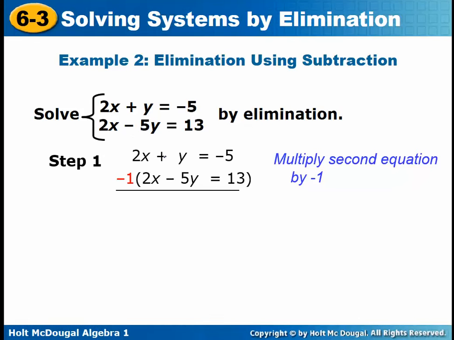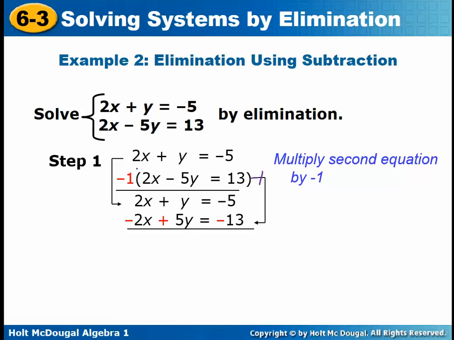So the first one stays exactly the same, 2x plus y equals negative 5. But on the second one, I'm going to multiply every single term. I should put a negative 1 over here too. Every single term will be multiplied by negative 1. What that does is it changes all of the signs.